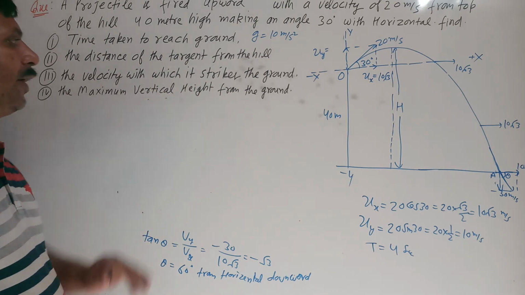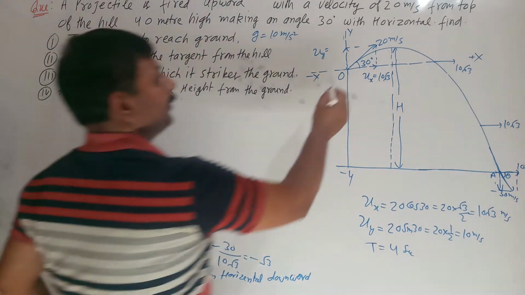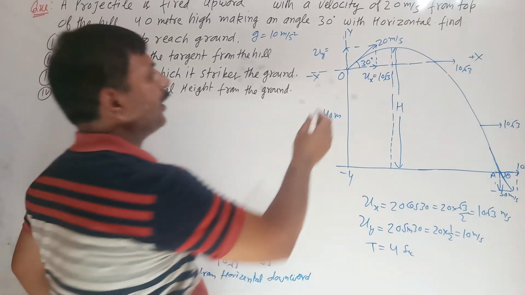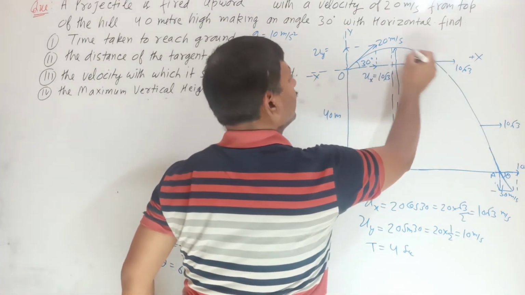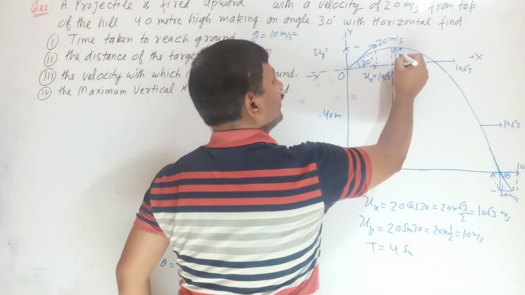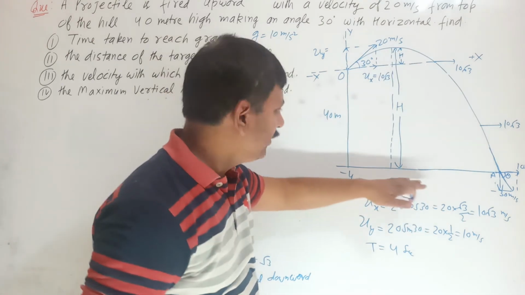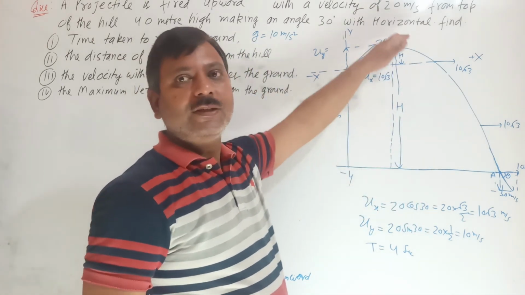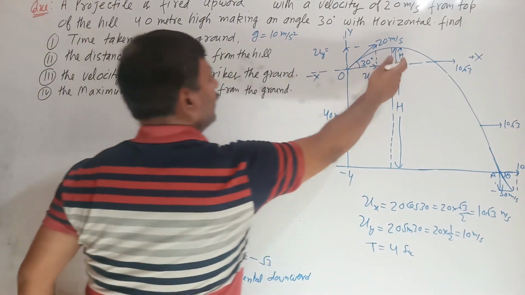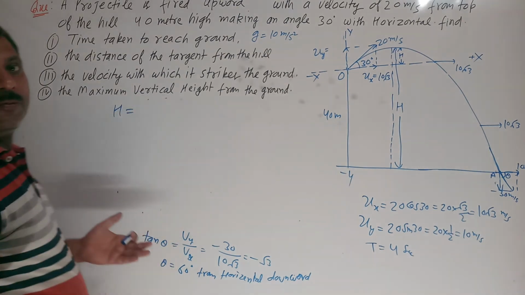What will be the maximum vertical height from the ground? If I want to find the maximum vertical height, we can apply one formula also. See here, suppose I have taken this horizontal surface. If I find this height by the formula and add it with 40, you can find the maximum vertical height from this surface. If you want to find this height, you can apply the direct formula also for horizontal projection.